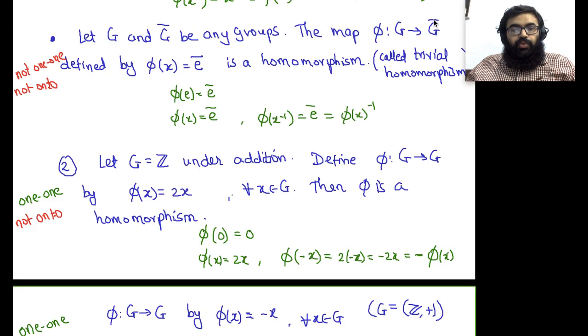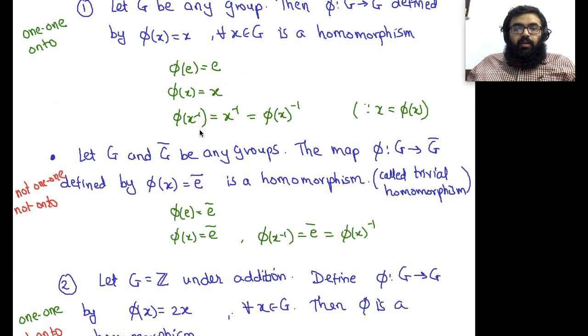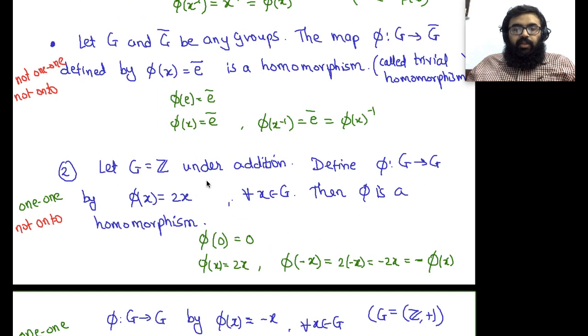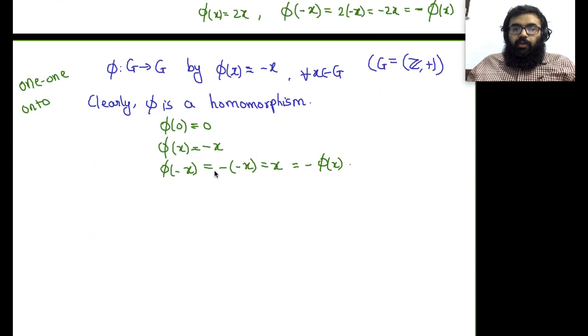And then G to G bar, any two groups, we define phi of x equals e bar, the identity of G bar. That is the trivial homomorphism. That is always the case.